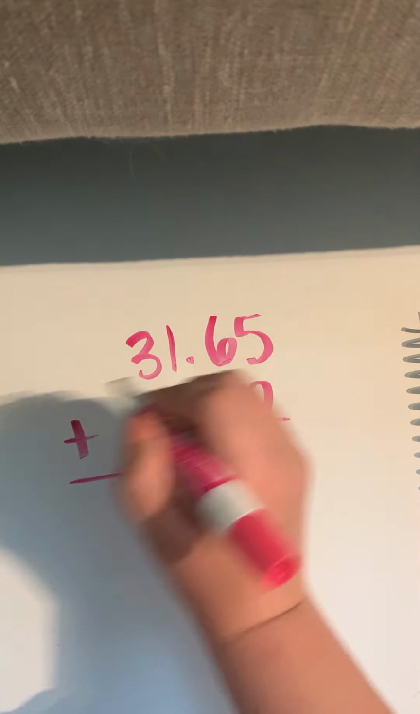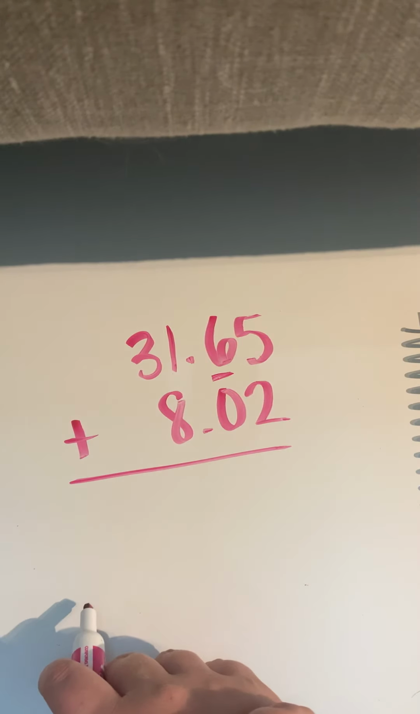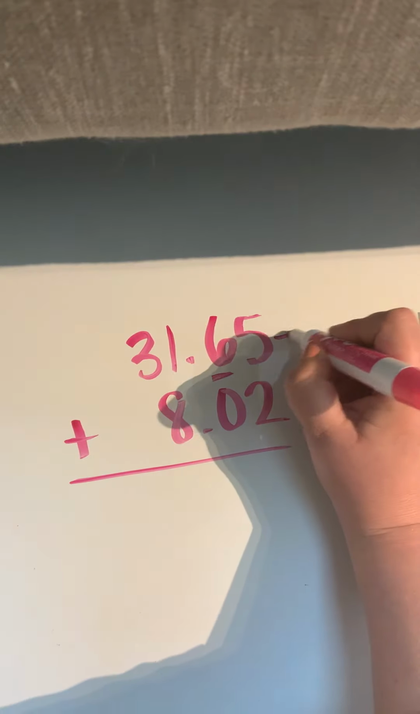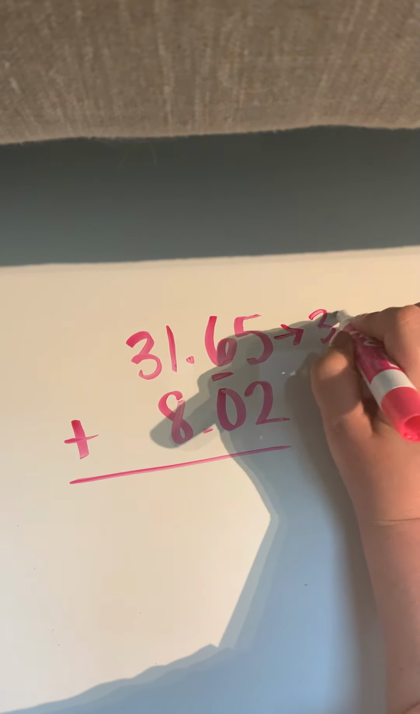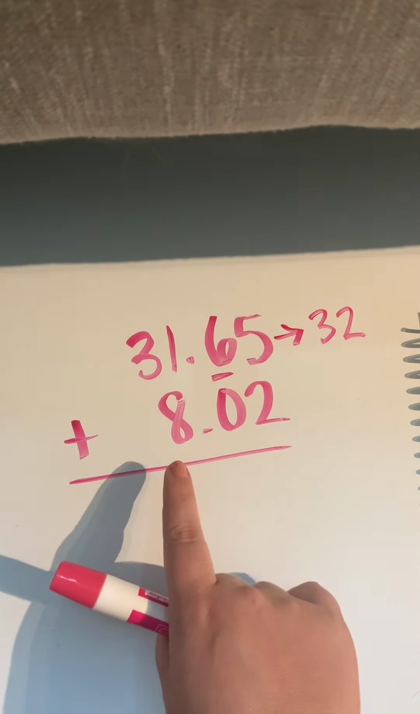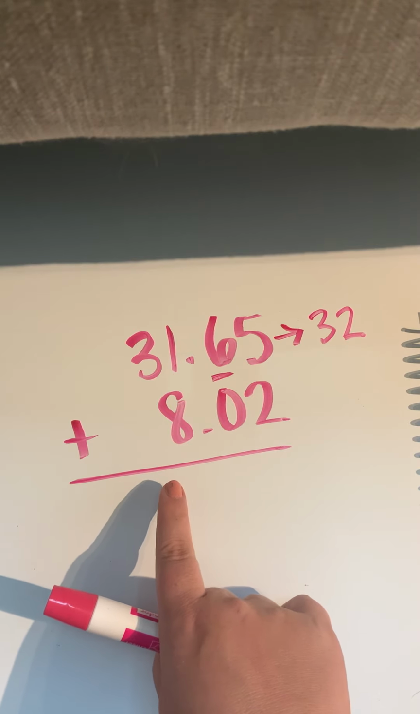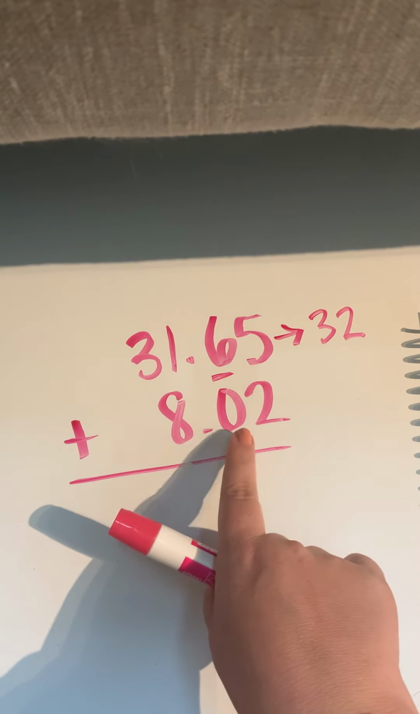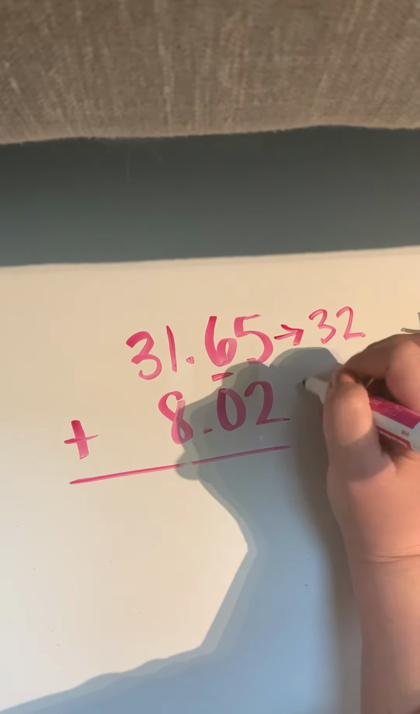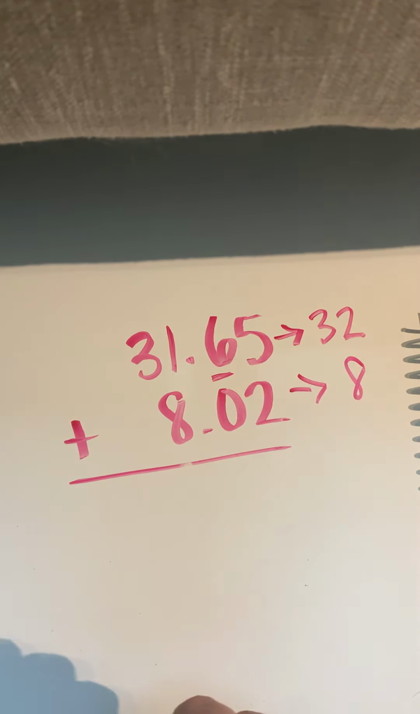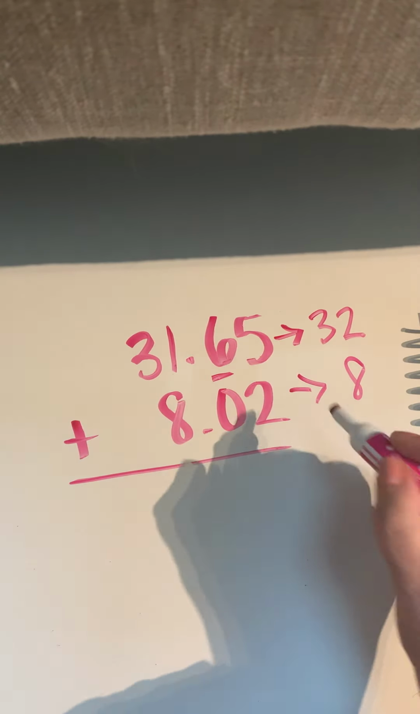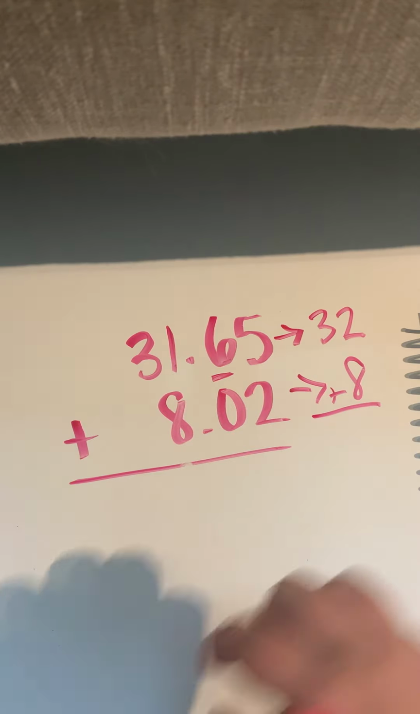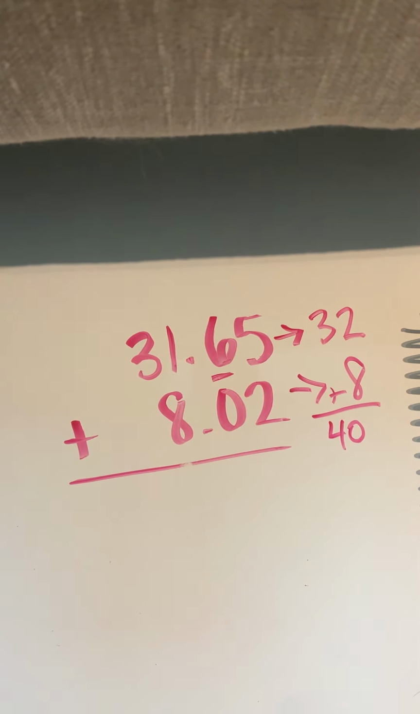Or you could look next door at the 6, and you could say, okay, 6 is 1 more than 5, so raise the score. So that 31 is going to become the 32. And then down here, my 8 and 2 hundredths, I can see that that is very close to 8, right? I can see that that's even 0, so I'm definitely going to keep that as an 8. Now, if I add 32 plus 8, that's going to give me what? Excellent. That's going to give me 40.